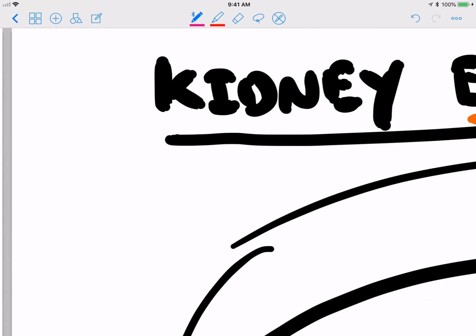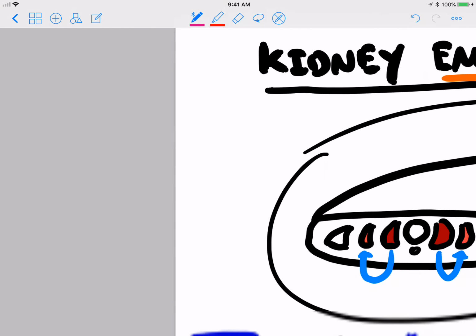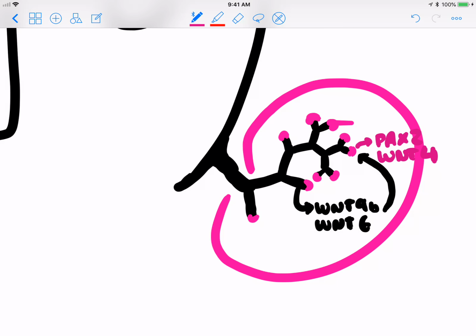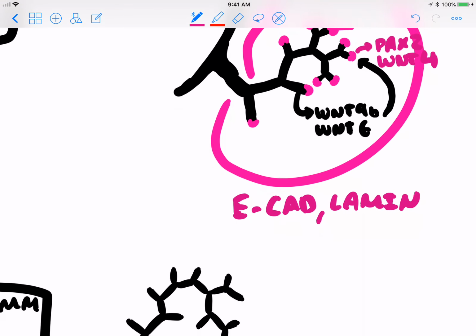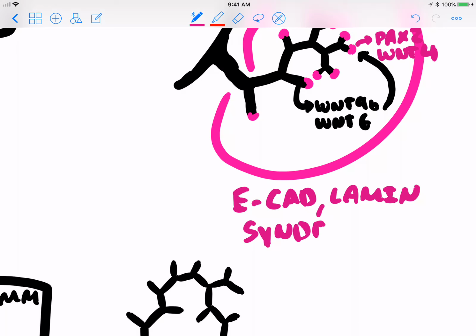I know there's a ton of different things here. So what Pax2 does, again, is epithelialization and the formation of those tubules. And then Wnt4 is going to allow for the upregulation of E-cadherin. It's going to allow for the upregulation of laminin. It's going to allow for the upregulation of syndecan. And it's also going to lay down type 4 collagen.